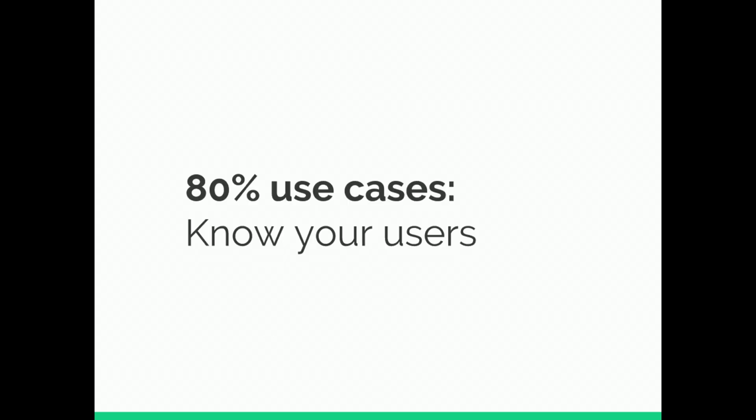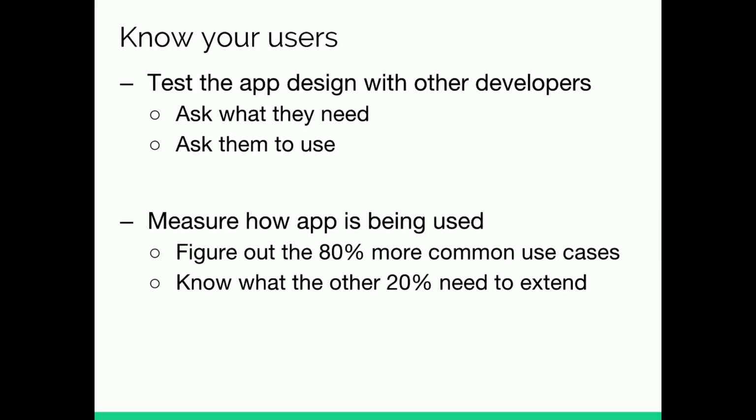Also, to focus on the 80% use cases, you must know your users. You must know who the people are that you are helping. And to do that, you need to get people involved in the app design. You need to ask what they need, and you need to ask them to test the usage of your app. Just as with a product that people are building all around the Bay Area, your app is something that people want to use and want to have a good experience with, so you need to test it.